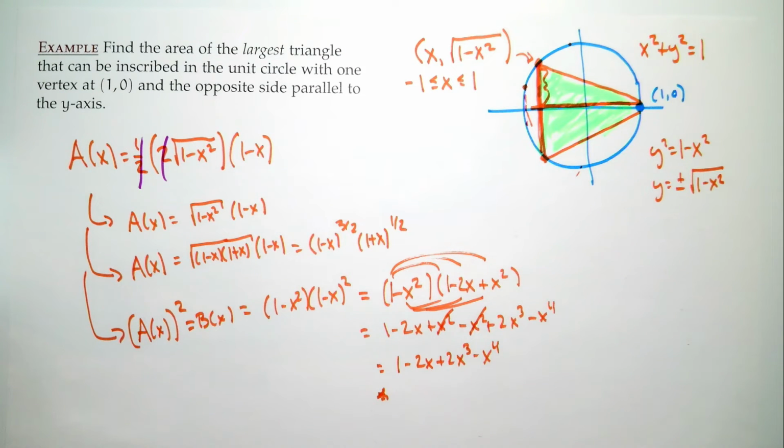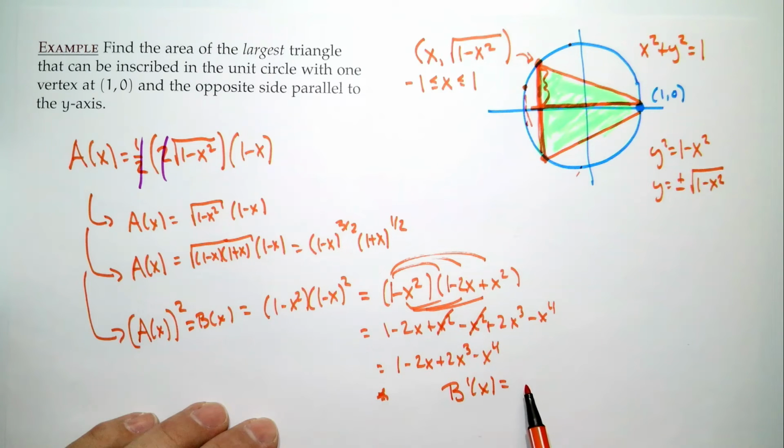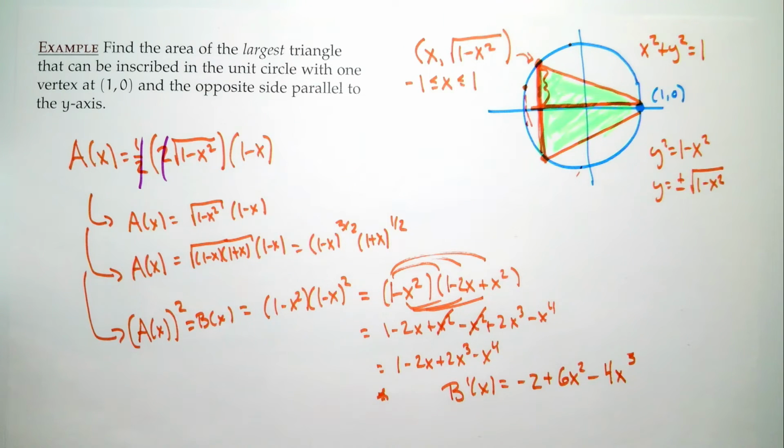Now what do we do? Take the derivative. That's what we're trying to optimize. So we take the derivative. What do we get? Negative 2 plus 6x squared minus 4x to the third. Okay, cool. Nice. Now what?